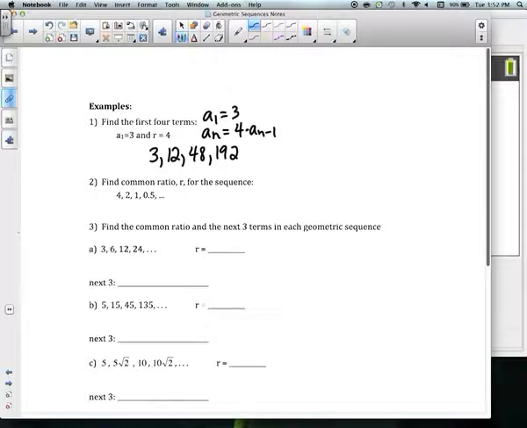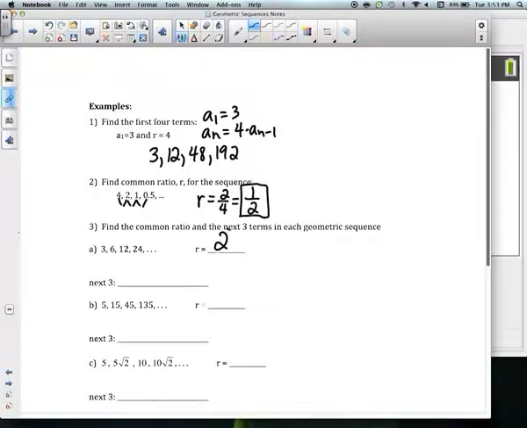Find the common ratio for the sequence. When you do this, you want to do the second term divided by the first term. I'd always simplify it, so this is going to end up being 1/2. Even though it looks like dividing by 2, we always want to talk about what we're multiplying by. Our common ratio is 2, because 3 times 2 is 6, 6 times 2 is 12.